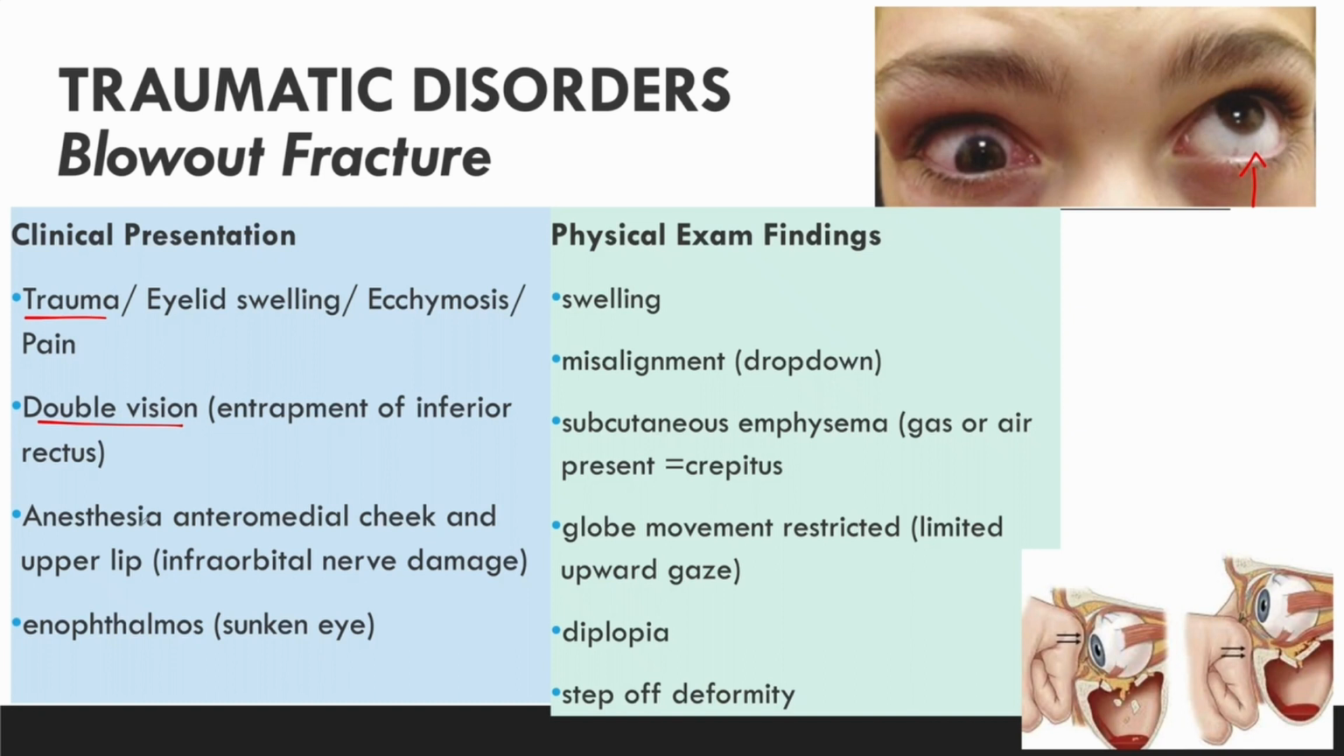You can also have some anesthesia. Remember we mentioned from damage to the infraorbital nerve, which exits around this area, the cheek. And then you can get enophthalmos, like a sunken in eye, because everything's kind of sinking into that fracture area. Physical exam swelling. So I won't rely 100% on swelling. You can see it's actually not that swollen in this case.